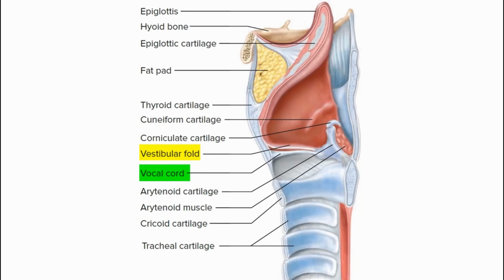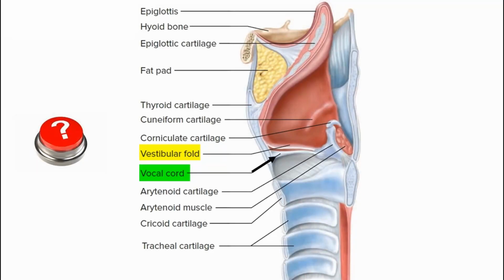If the vocal cord separates the upper respiratory passages from the lower, can I see the vocal cord? Here it is. What is this view? It is a sagittal view of the larynx. What is the other name of the larynx? It is the voice box.